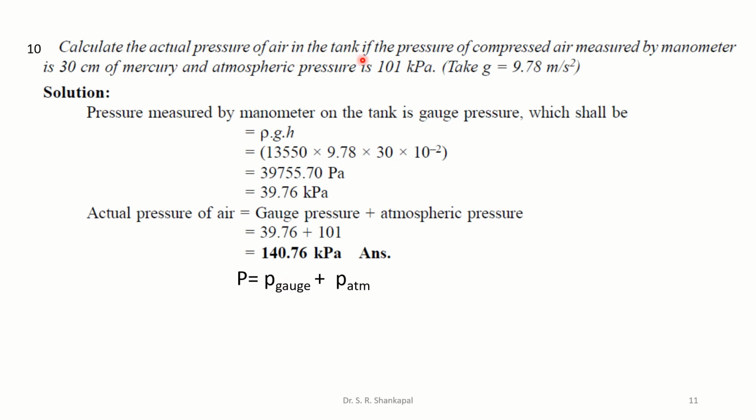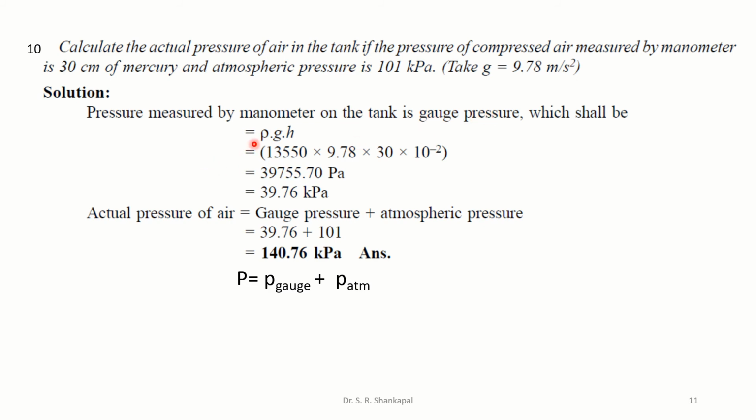Calculate the actual pressure of air in the tank, if the pressure of compressed air measured by manometer is 30 centimeter of mercury and atmospheric pressure is 101 kilopascal. Take g as 9.78 meter per second square. Calculate the actual pressure of air in the tank. There is a tank. Inside that there is compressed air. So what I have to do is measure the pressure here. The pressure measured by the manometer at the tank is what you call gauge pressure.